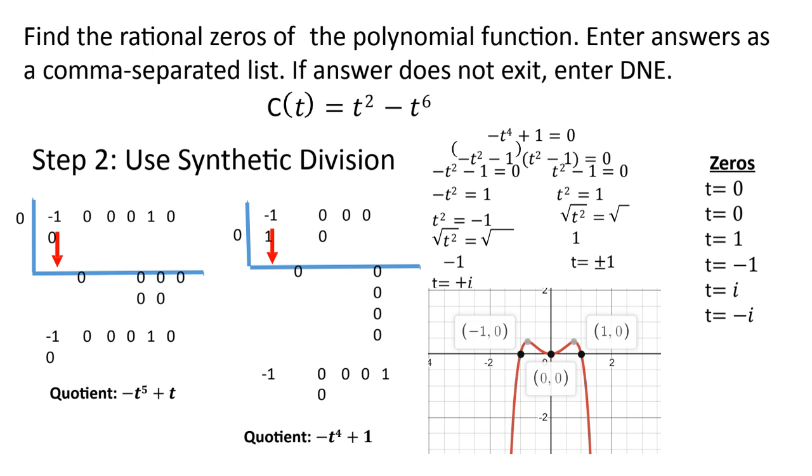Now again, we use the synthetic division with 0 because that was the only possible zero that we found. When we found a quotient, we repeated the process with the quotient. Then we have another quotient, which is -t to the 4th power plus 1, and that's the one that we factored right here.